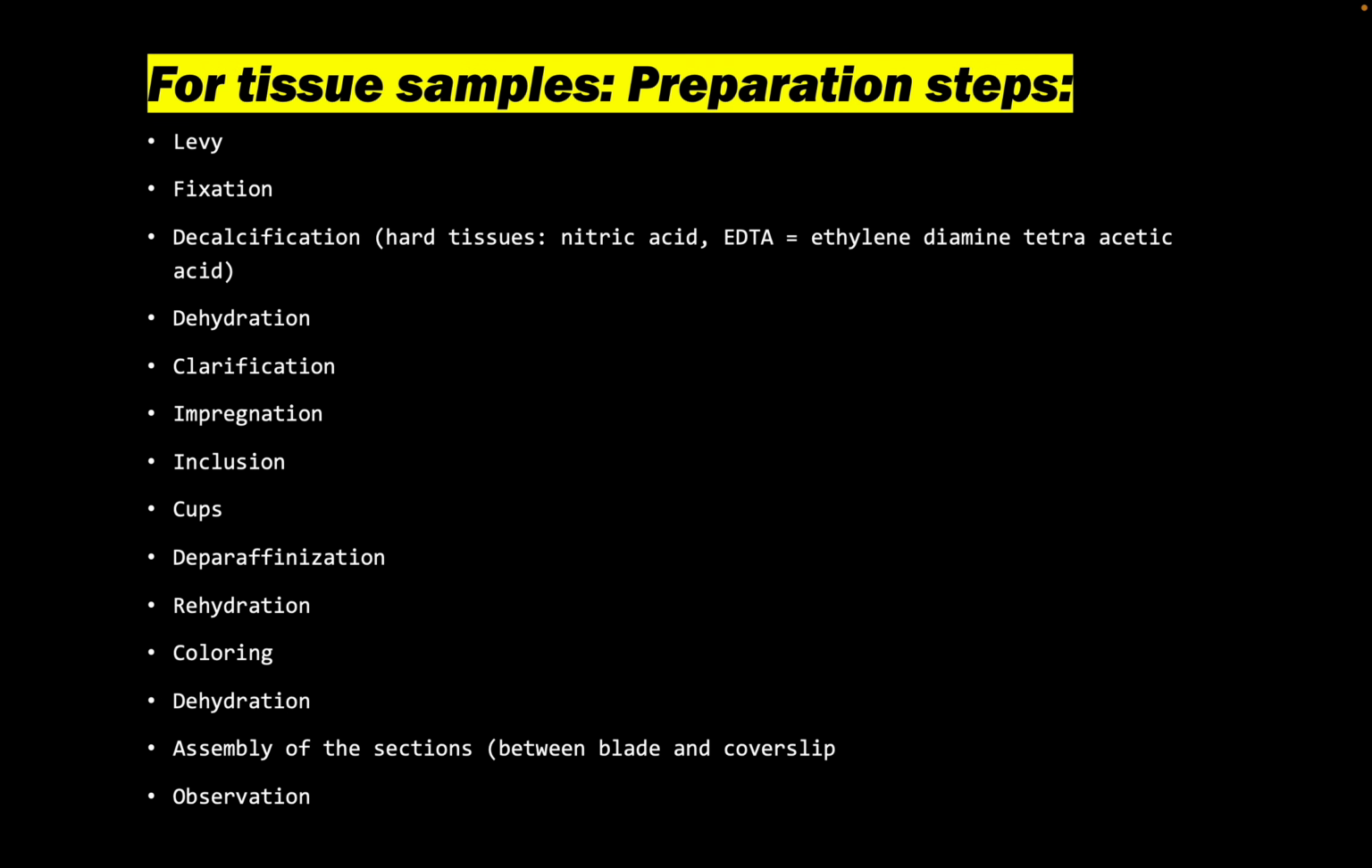For tissue samples, preparation steps: levy, fixation, decalcification for hard tissues. We use nitric acid and EDTA, ethylenediaminetetraacetic acid. Dehydration, clarification, impregnation, inclusion, cups, deparaffinization and rehydration, coloring, dehydration, assembly of the sections between slide and cover slip, and observation.